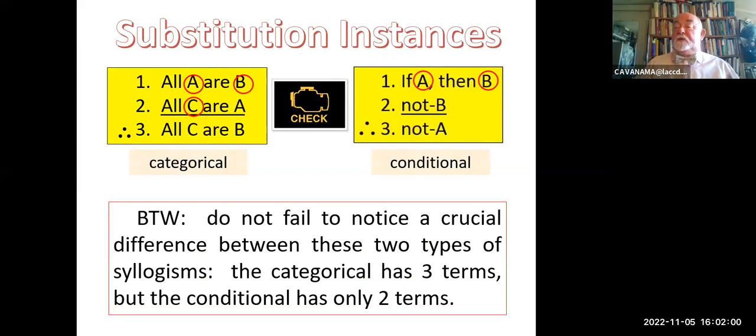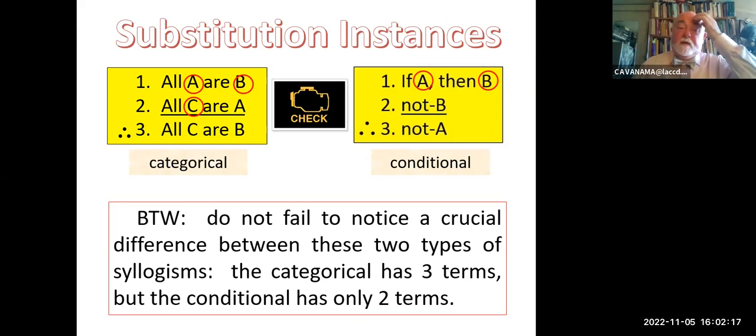By the way, I mentioned A's, B's, and C's. Notice there's a crucial difference here between the categorical and the conditional. How many terms does the conditional have? Just 2, A and B. How many terms does the categorical have? 3, A, B, and C.